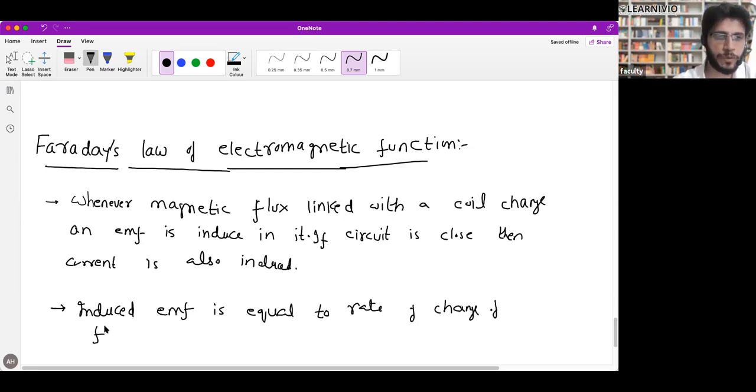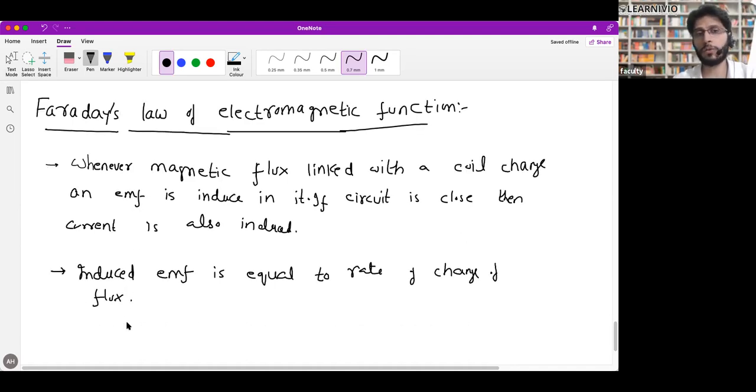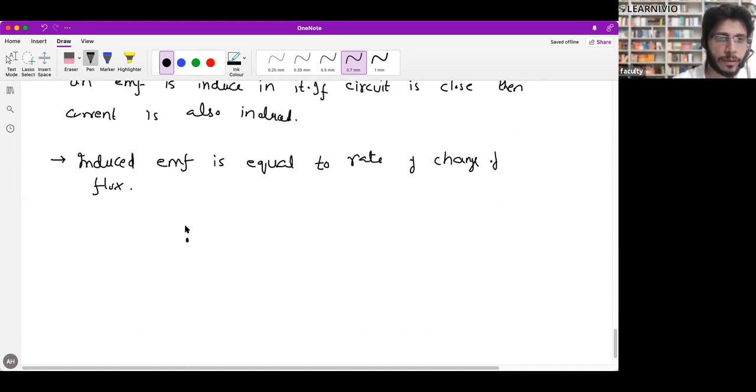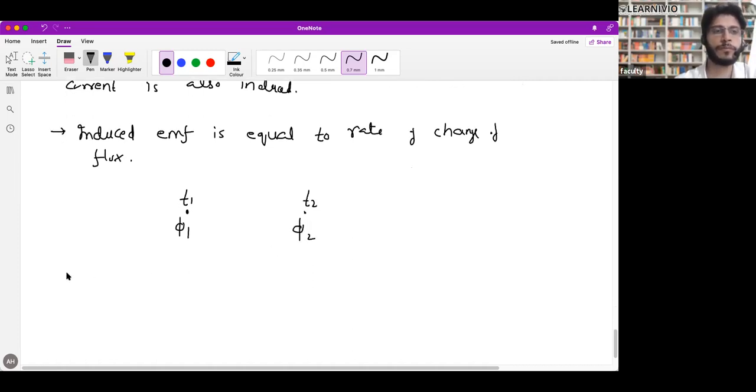So this statement will give the mathematical formula for the calculation of flux. Like at some time t1, the flux is phi1. At another time t2, the flux is phi2. So flux is changing. So at time instant t1, flux is phi1. At time instant t2, flux is phi2.